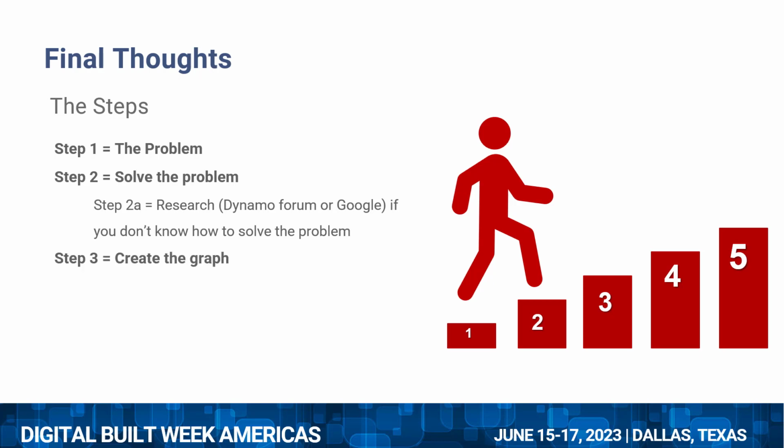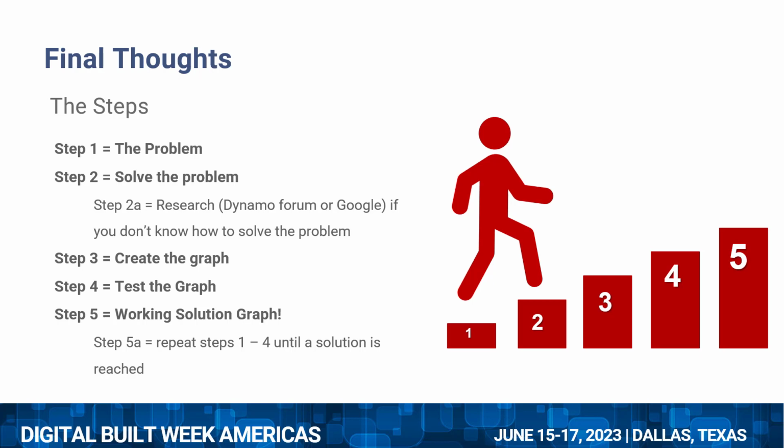Then you create your graph. This is a big one: you test the graph to make sure it works. You'd be surprised how many times you forget a comma or a quotation or to connect a wire to a node and things don't work. Boom, you're good to go. If it doesn't work, rinse and repeat steps 1 through 4 until you get that solution that you want.